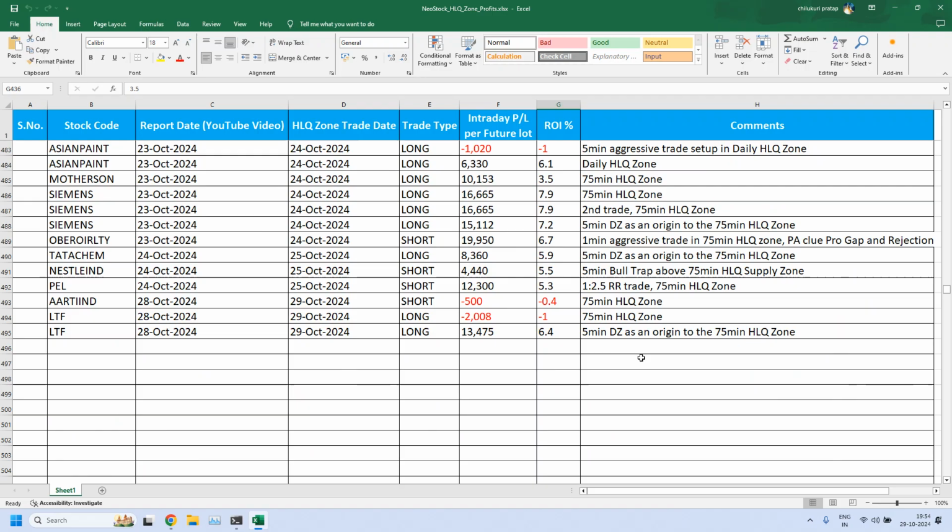All these are recent trades. Such a powerful concept. That is what you learned in lesson 22.